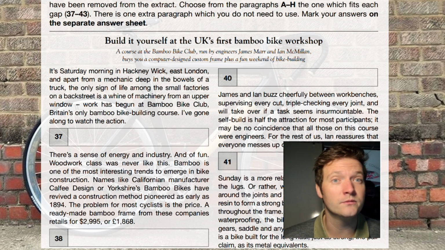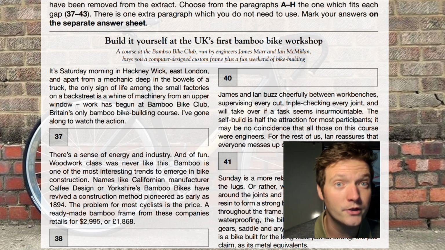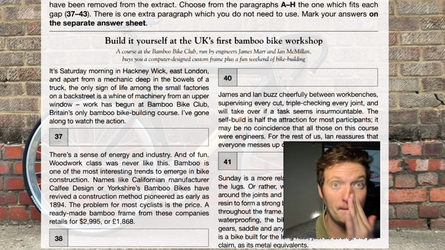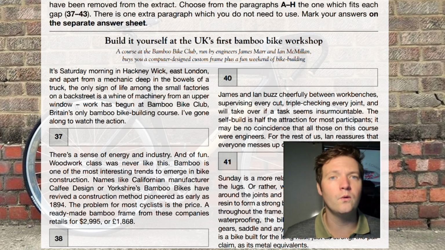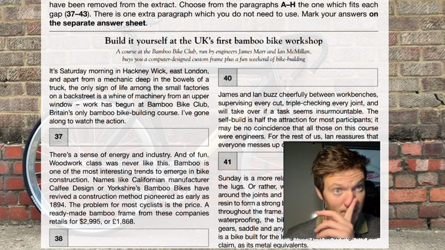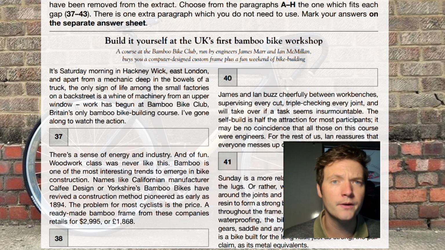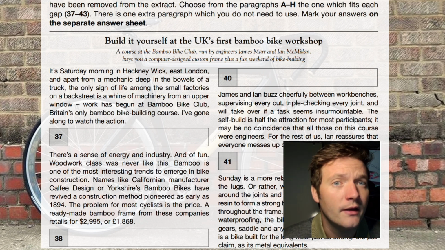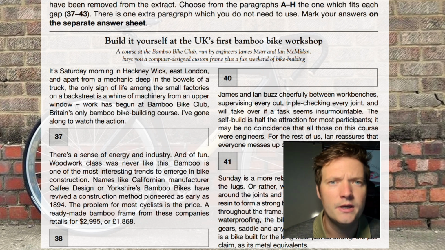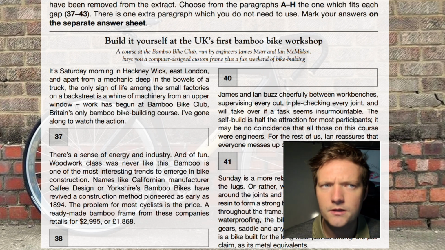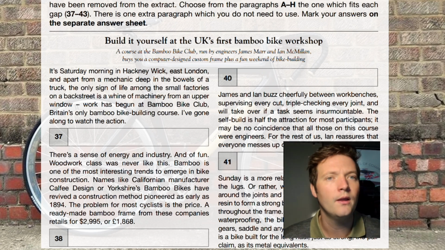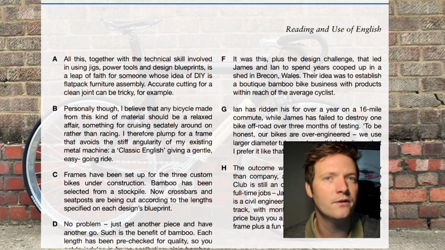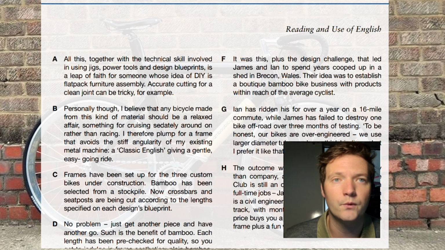Okay, so we know that this person I think has gone to a workshop. That's what it sounds like. He's gone to see where they build the bikes at Bamboo Bike Club. So I would expect in the gap in 37 something describing what was happening in the workshop. And then if you look after the gap, the third paragraph essentially, it says, there's a sense of energy and industry and fun. Woodwork class was never like this. So it sounds like definitely they've been talking about what is happening at the workshop. So immediately I'm going to have an idea of what I'm looking for. I think you should have an idea of what you're looking for.